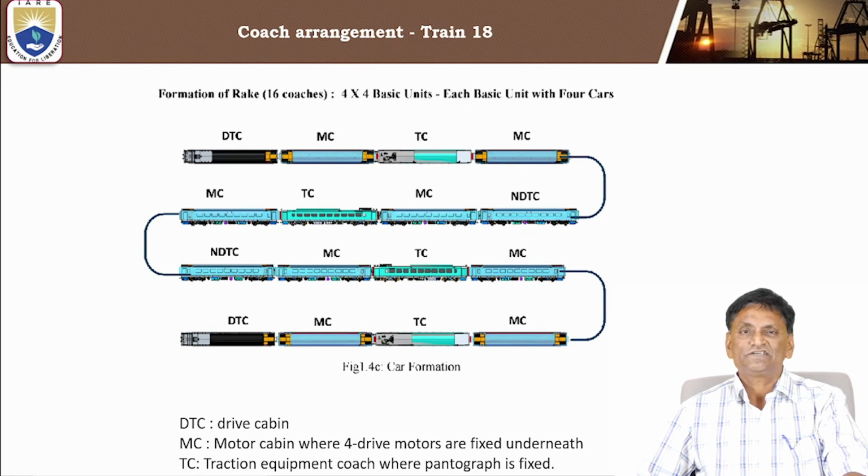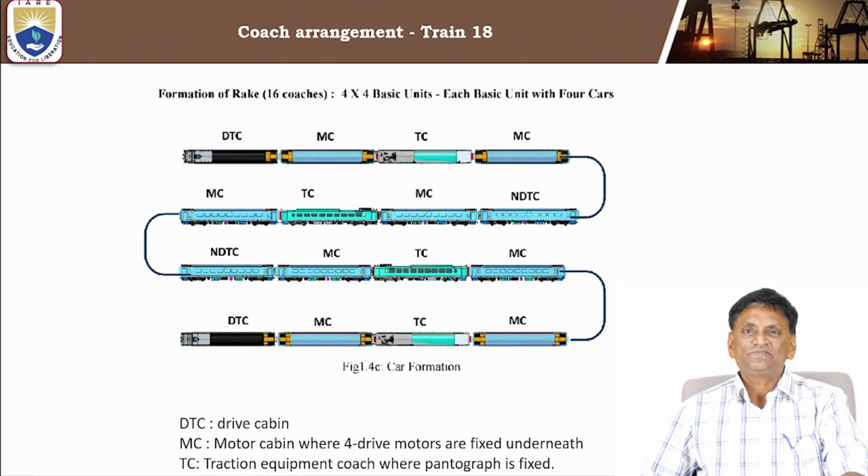So there are 4 sets. Each 4 coaches is one set. So the coach set was named. First one is DTC, indicating it is a driver cabin. Okay, but driver cabin does not mean passengers won't sit. Only the first 1/8 of the portion of the train is meant for driver and other controls. The rest 7/8 portion is meant for passenger sitting. So this driver coach as well has passengers.